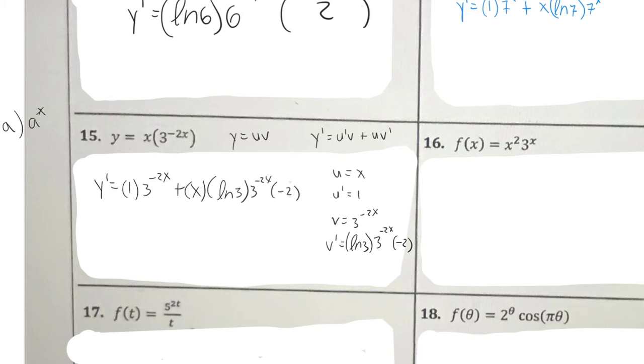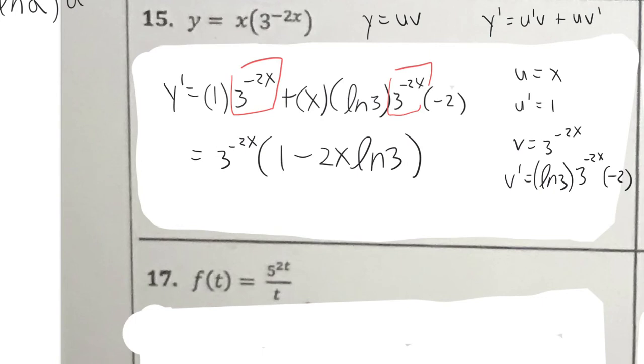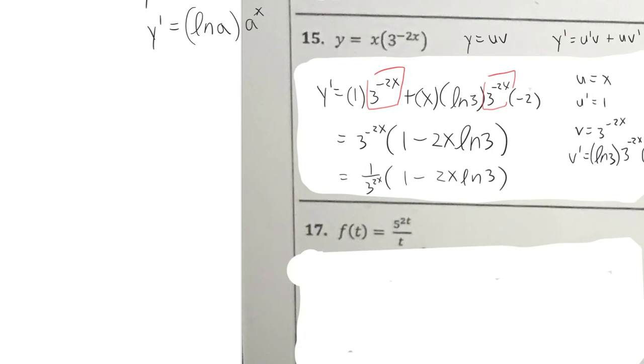It's also the case that there are common factors here. So if you wanted to, you could factor out 3 to the negative 2x, and you would have 1 plus, or actually 1 minus, I should say, 1 minus 2x times ln of 3. It's also the case that this thing could be turned into 1 over 3 to the 2x times that whole thing. Now, the 1 over 3 to the 2x thing, I'm going to wrap in green parentheses because I want my students to just be familiar with the fact that that can be represented in different ways.